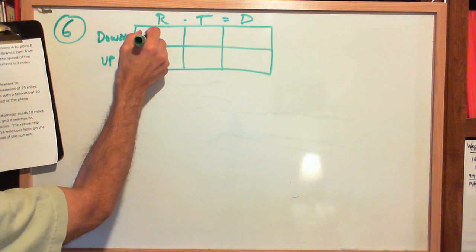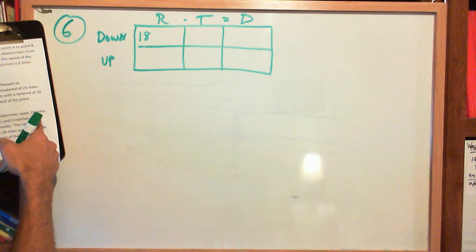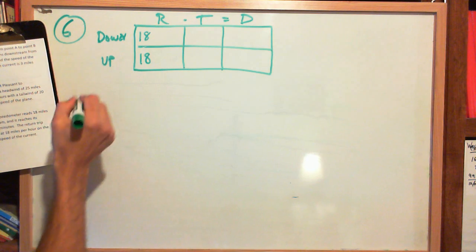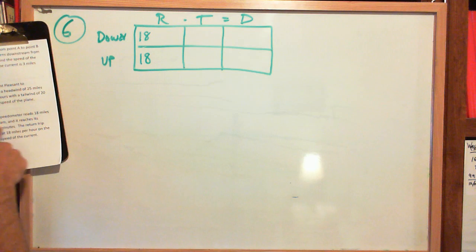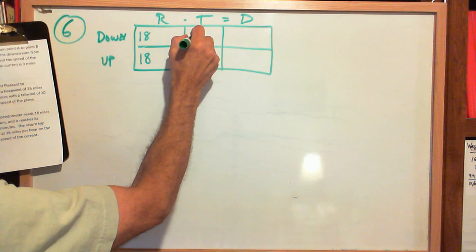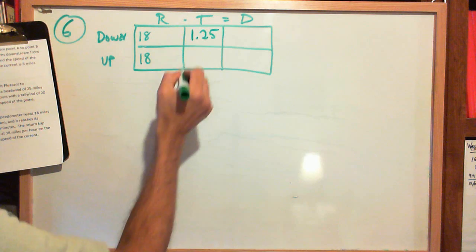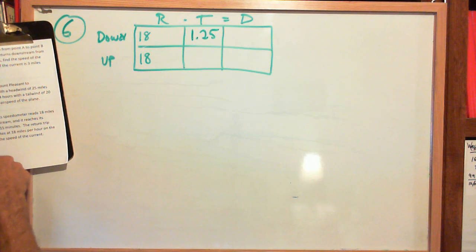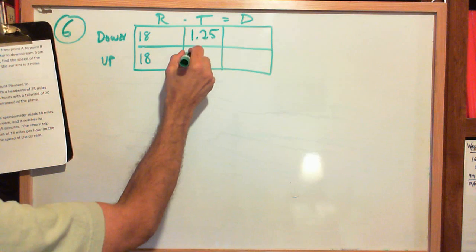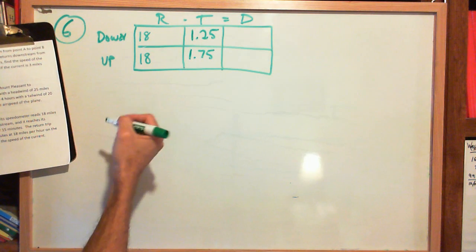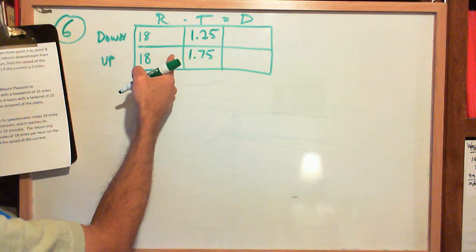That's the speed of the boat. Right, going downstream. Actually, going upstream, it also says it's 18 miles per hour, so I'll put that there too. Going downstream, it reaches destination in 1 hour and 15 minutes. That's 1.25 hours. All right, and going upstream, it's 1 hour 45 minutes, 1.75 hours. Okay, find the speed of the current. This is the current here.